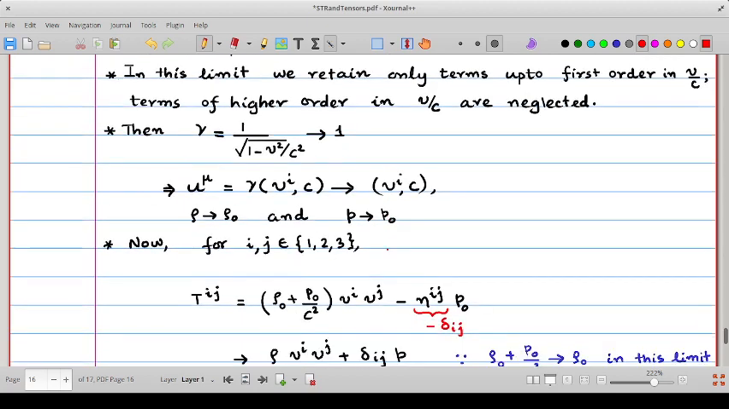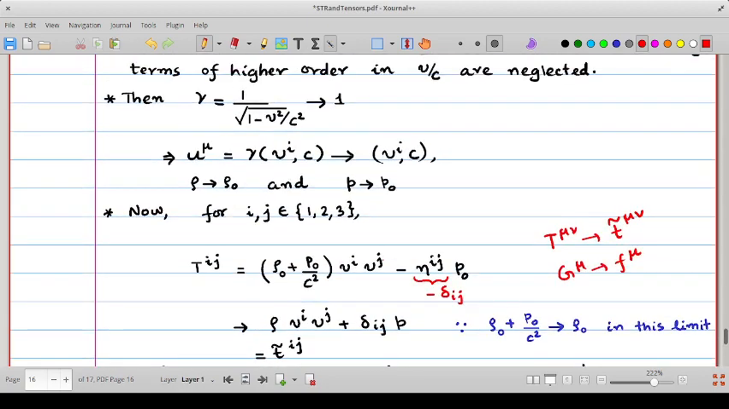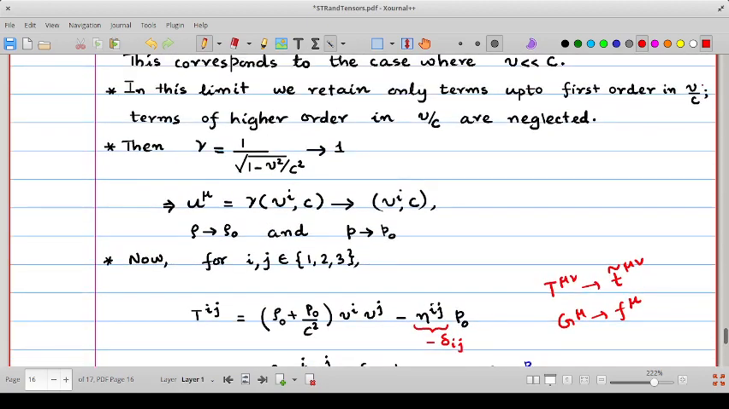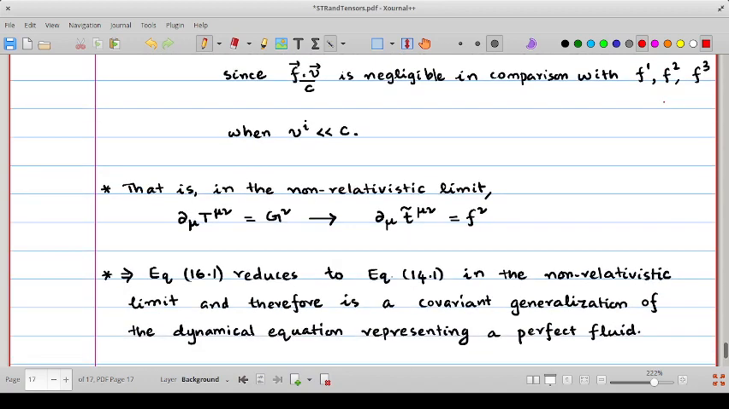And using this, we can show that the t mu nu goes to t tilde mu nu, and g mu goes to f mu. And this has been worked out in detail here. We just need to use the fact that we can neglect terms of order v square by c square and higher, and retain only the most important terms. And we can finally show that this equation simply reduces to this original equation in the non-relativistic limit. So thereby showing that this is a valid generalization of the dynamical equation of a perfect fluid.